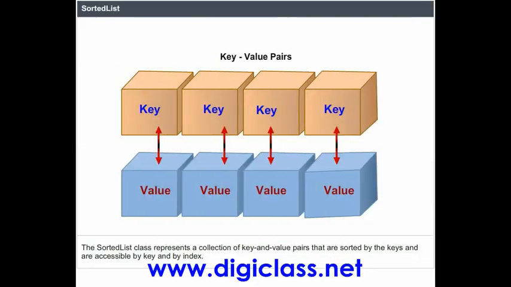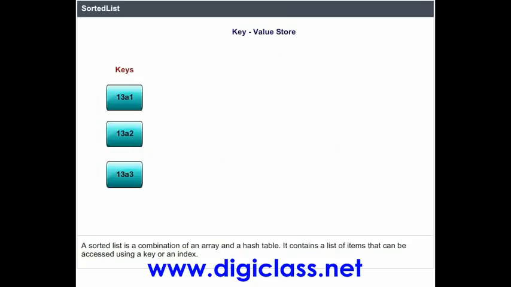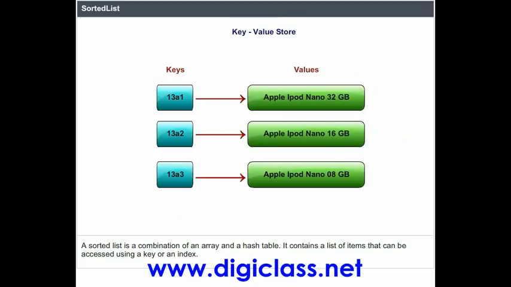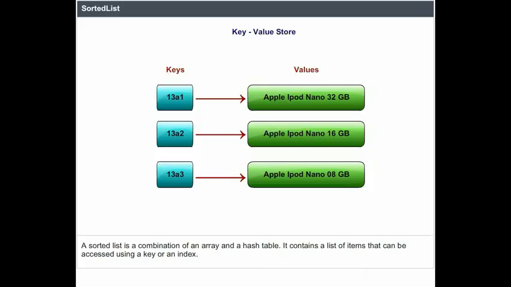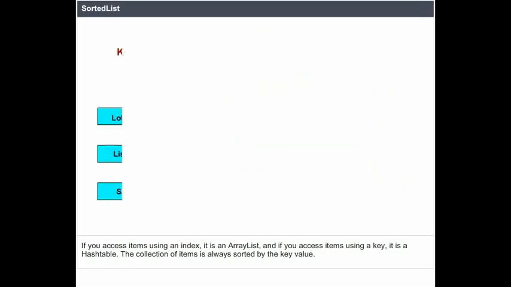Sorted list. The sorted list class represents a collection of key and value pairs that are sorted by the keys and are accessible by key and by index. A sorted list is a combination of an array and a hash table. It contains a list of items that can be accessed using a key or an index.